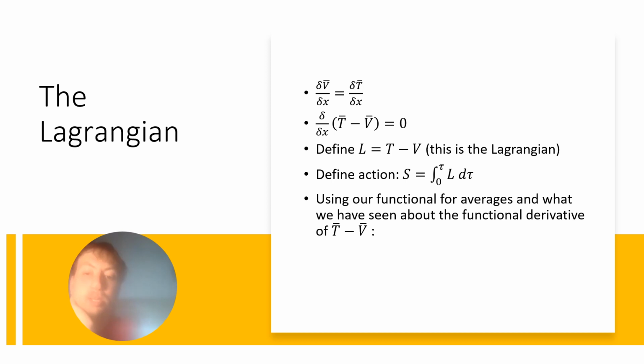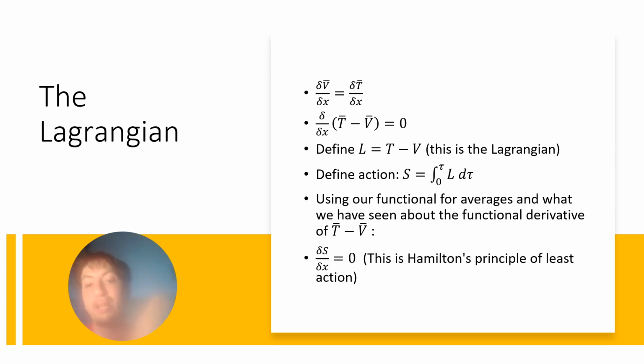And now, if you use the equation we had before for the average of a variable as it varies over time, you can show that because we've established that the functional derivative of the difference between average kinetic energy and average potential energy is 0, then due to our definition of the Lagrangian, this implies that the variational derivative of the action with respect to space is 0. And this is Hamilton's principle of least action.